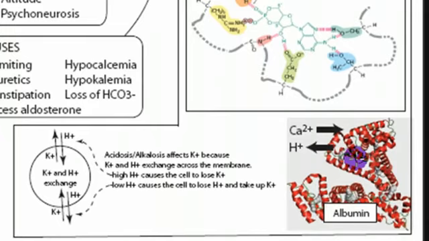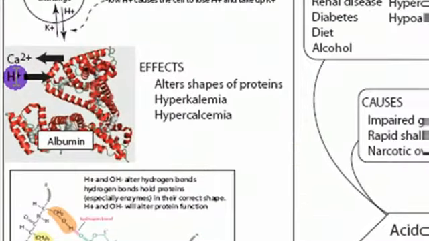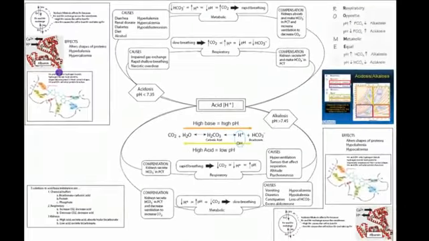If there's more acid, as in acidosis up here, then there's more hydrogen ion to bind to the albumin. That'll kick the calcium off the albumin, and it'll cause hypercalcemia.